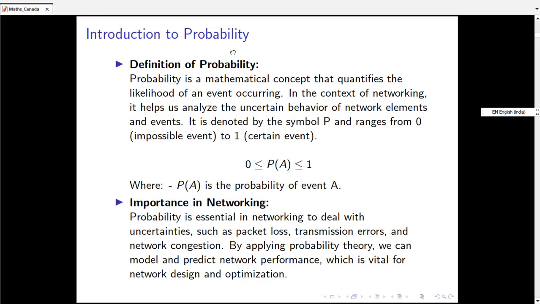Now, network congestion. As we all know, we all are using the internet. Sometimes in a particular area, a lot of people are using the internet, so at the same time the network is congested and the speed becomes slower. By applying probability theory, the number of users per area in certain hours can be mapped, and the probability of receiving internet services in that particular area during certain hours we can model and predict the performance. This is right now very important in network design and optimization.